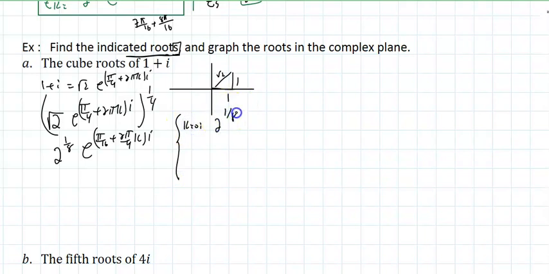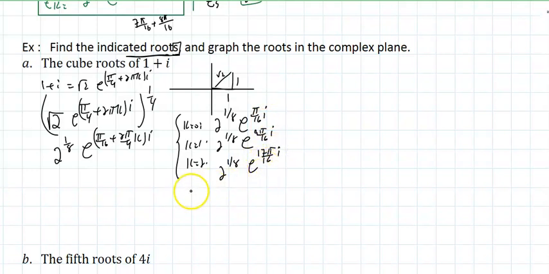let k equal 0. You'll get 2 to the 1/8 e to the pi over 16 i. Let k equal 1. You get 2 to the 1/8 e to the, and what do you notice? If I make that an 8, that is 8 plus 1, 9 pi over 16 i. k equal 2: you will get 2 to the 1/8 e, add another 8, 17 pi over 16 i, and k equal 3: you get the last point, 2 to the 1/8 e, add another 8, that's 25 pi over 16 i. If you add another 8, you'll get 33, which is 1 past 2 pi, and it's right there.